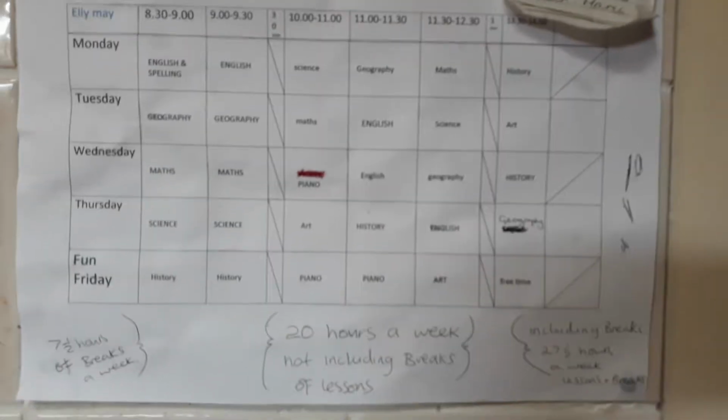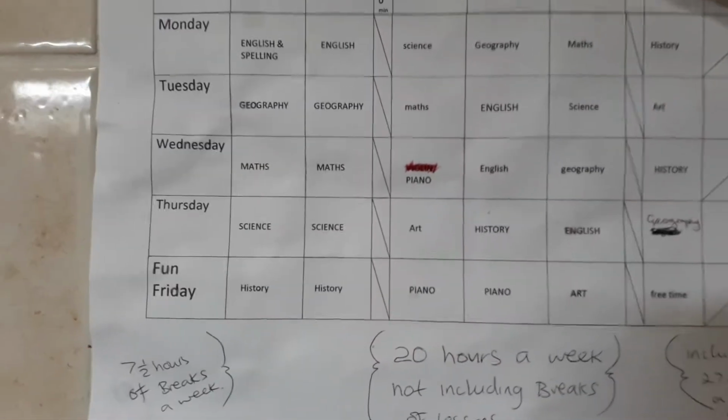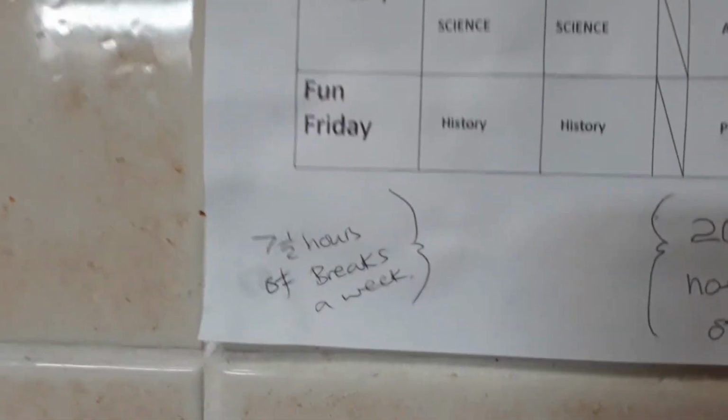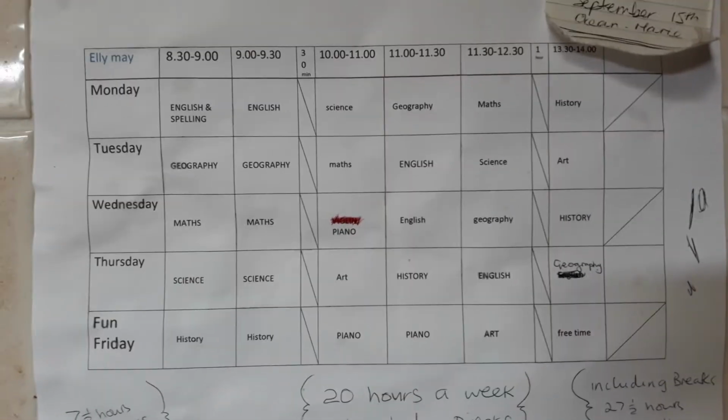This is my timetable. This is the timetable she has at the moment. And we do basically quite a lot. But if you look, it says 20 hours a week, not including breaks. Including breaks it's about 27.5 hours a week of lessons. And she gets 7.5 hours of breaks a week. Now, we do it like this because I like her structure.